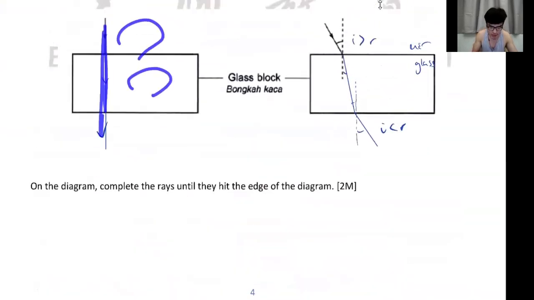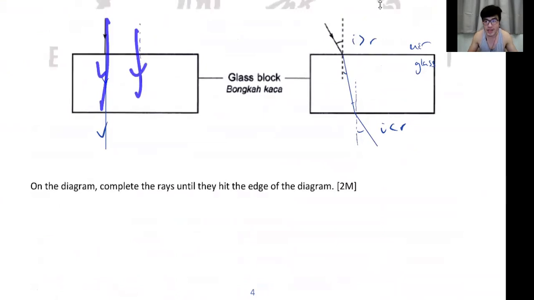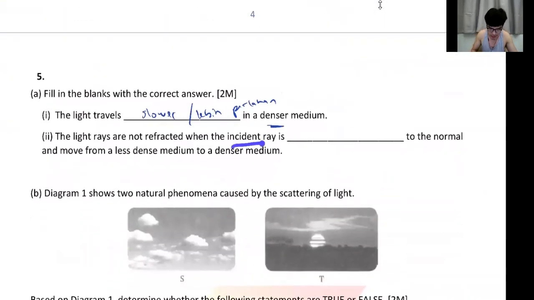Why is there no bending? Because the normal line is like this. They are 2 lines going the same way. We call it parallel. When the incident ray is parallel to the normal, when they are parallel, then there's no bending. Okay, can easy.